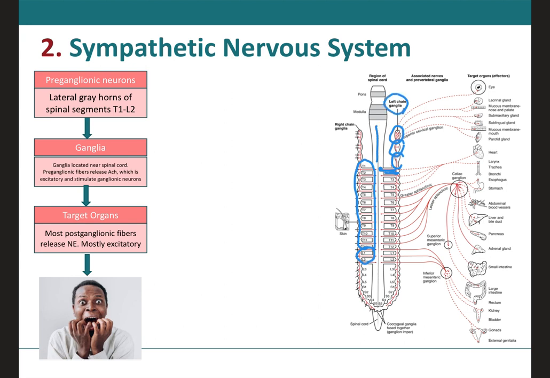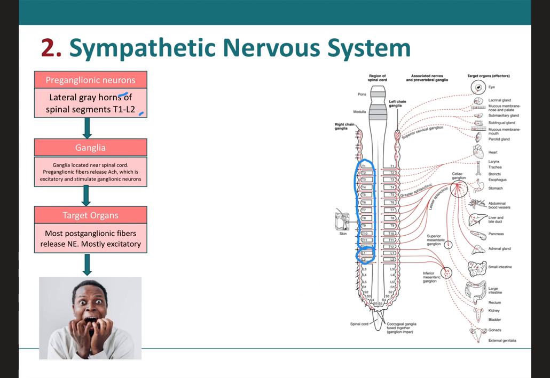So when we're talking about the preganglionic neurons, we can say that they leave the gray horn at the level of the spinal segments T1 through T12. And of course, we can also add that these spinal nerves leave not only through the lateral gray horn, but then they go through the ventral roots, the anterior part of the spinal cord, because they're exiting the spinal cord.